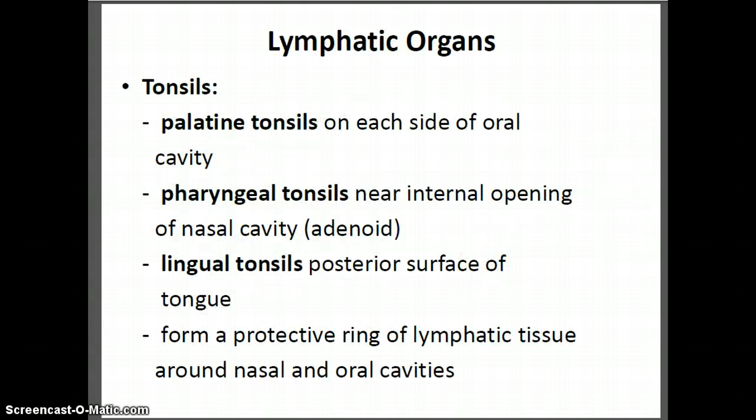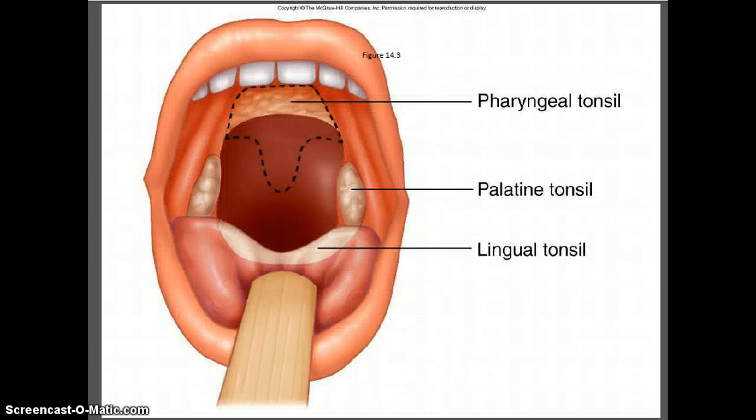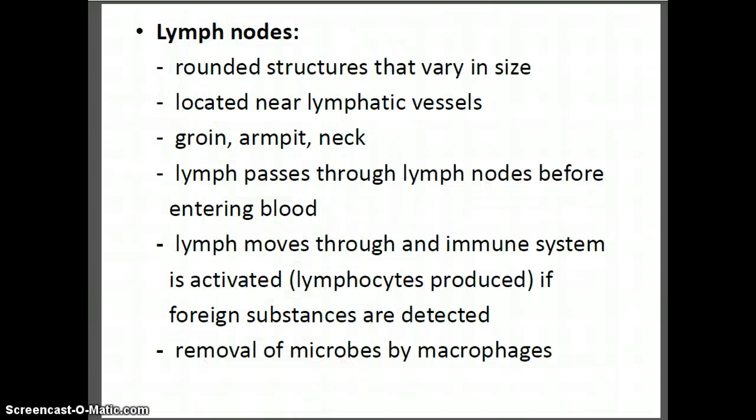Lymphatic organs include all of the tonsils, which we'll look at in a moment. Here they are located: the pharyngeal tonsil, palatine tonsil, and the lingual tonsil. Please take a look at where they are and remember it. Lymph nodes are rounded structures that vary in size. They are primarily in the groin, armpit, and neck. Lymph passes through these before entering the blood. The lymph moves through, and the immune system is activated if foreign substances are detected, and they have cells in them which remove microbes by phagocytosis. Macrophages are involved, large phagocytic cells.